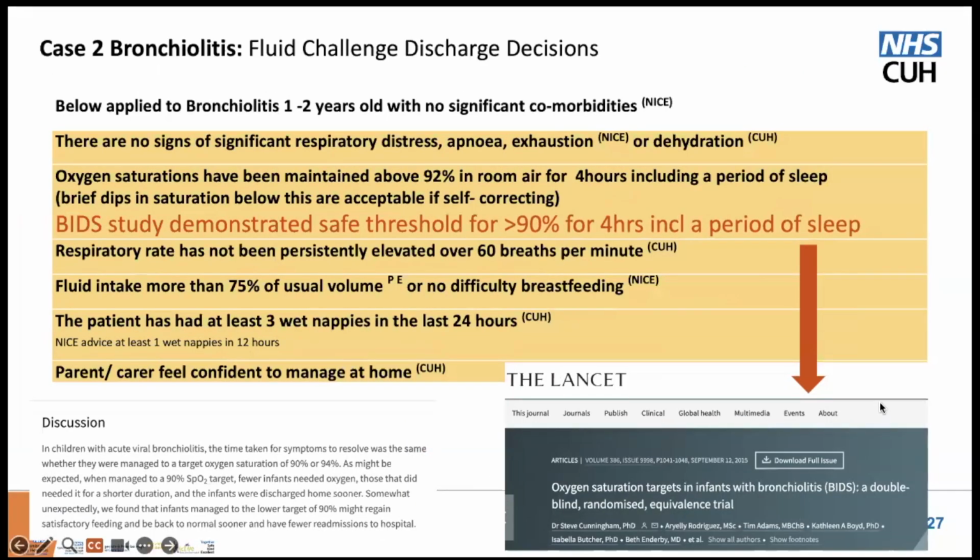I just wanted to add that the guidelines have actually changed for bronchiolitis. So above 6 weeks and with no history of congenital heart disease or chronic lung disease, the threshold is 90 for discharge.